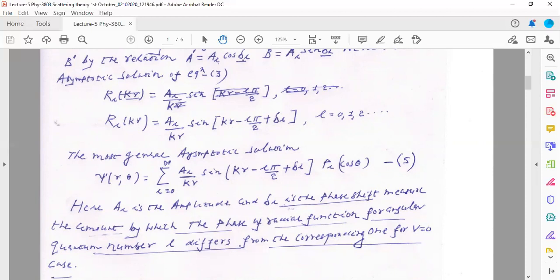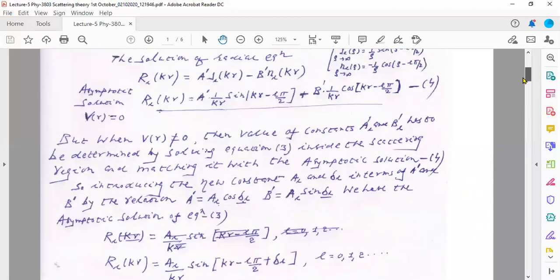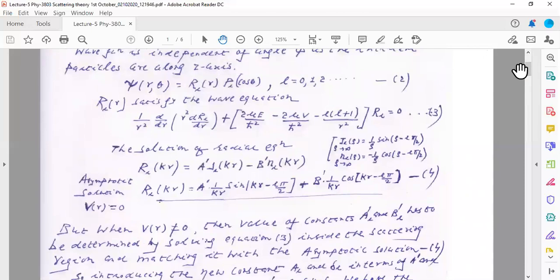So once again, what is delta L? Delta L is the phase shift, which measures the amount by which the phase of the radial function for angular quantum number L differs from the corresponding one for v equal to 0. Okay, so once again I will explain. Look at this expression, which is expression number 3. We have the solution of expression number 3, which is written as equation number 4.